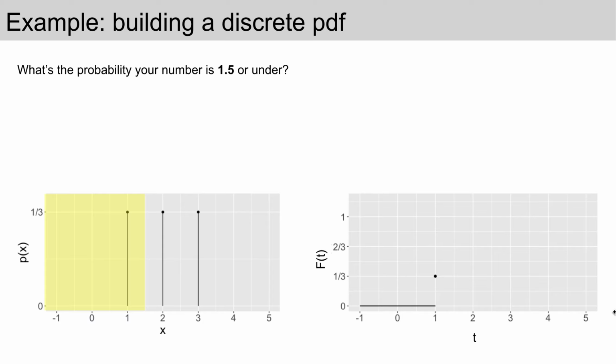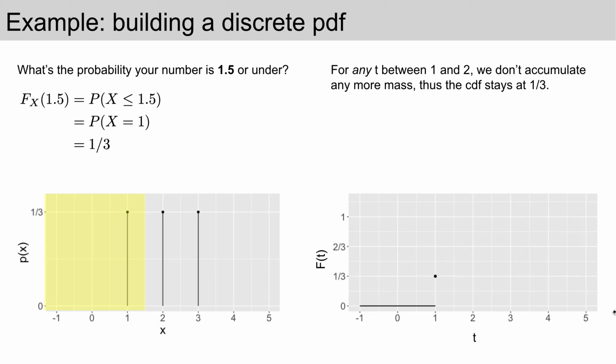Moving along the real line, consider what happens between the numbers 1 and 2. For example, what's the probability that your randomly selected number is 1.5 or under? This can only happen when x equals 1, which has a probability of 1/3. And this is true for any t value between 1 and 2. We don't accumulate any more mass in this range. Thus, the CDF has to remain flat at 1/3.